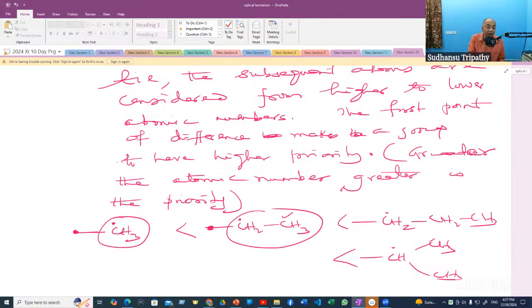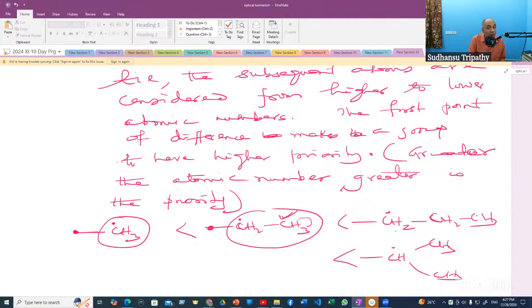Then comparing ethyl with propyl, n-propyl: carbon-carbon tallies, and the 2 hydrogens. This carbon is bonded to 1 carbon and 2 hydrogen. This carbon is also bonded to 1 carbon and 2 hydrogen. And this carbon is bonded to 3 hydrogen, but this carbon is bonded to carbon and 2 hydrogen. So this is the point of difference which makes n-propyl have more priority than ethyl.